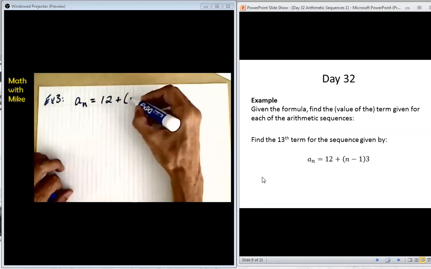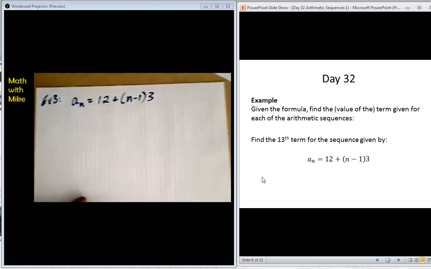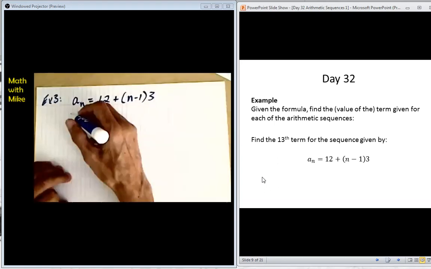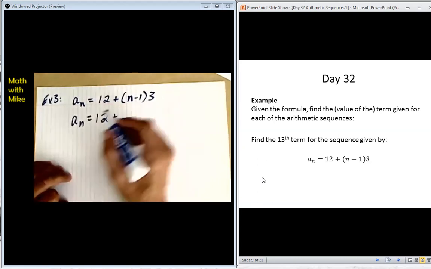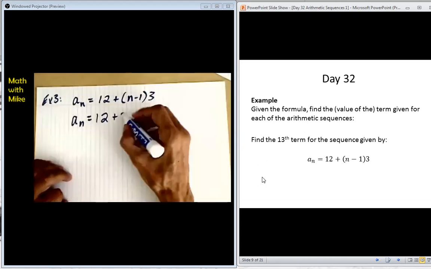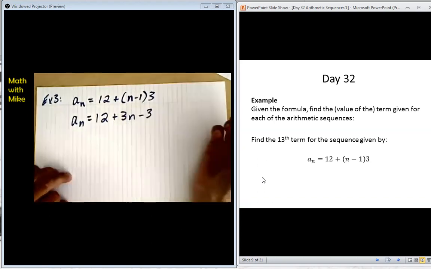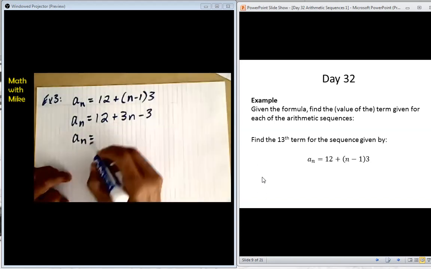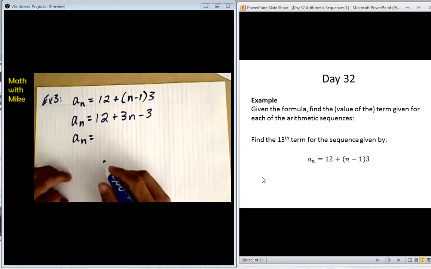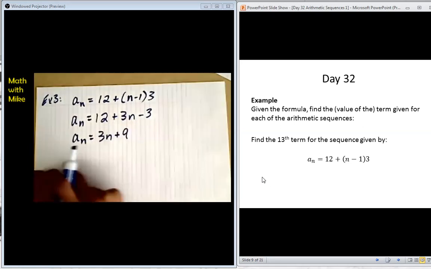Notice it's not really simplified this one, right? The formula isn't simplified. So let's simplify it first. What do you get? 12 plus, yeah, we've seen this before, 3n, yeah, minus 3. And so you simplify, and what do you get? 3n plus 9, good.